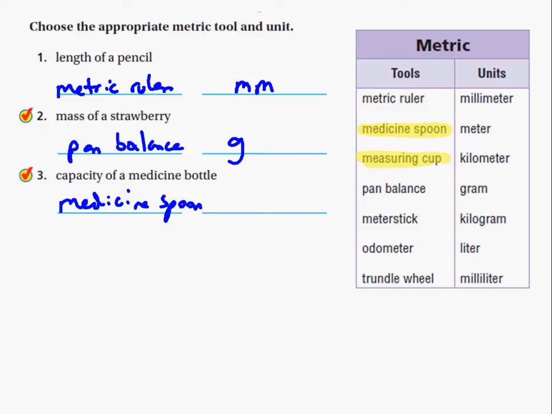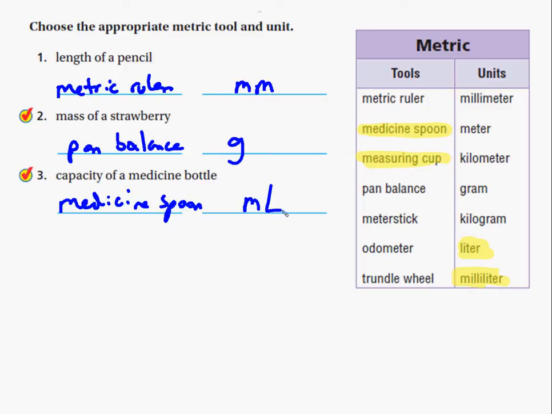Okay, so what are my units of capacity? Well, millimeter is length, meter is length, kilometer is length, gram is mass, kilogram is mass, liters are capacity, milliliters are capacity. Well, once again, a liter of cough syrup would be too much. You'd probably poison yourself if you had that much cough syrup. So milliliters, which are just like a few drops, is probably the unit I would use in a medicine spoon, a certain number of milliliters.